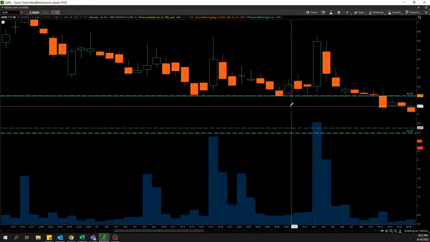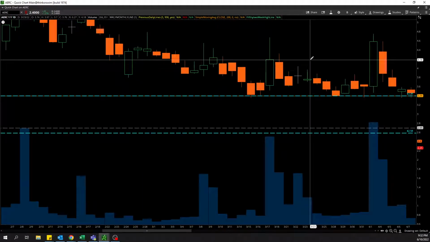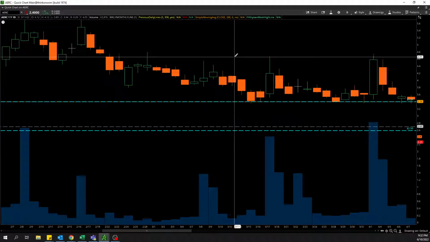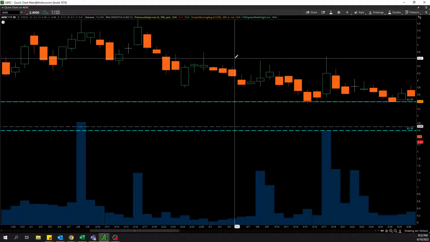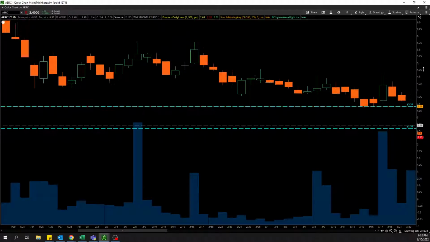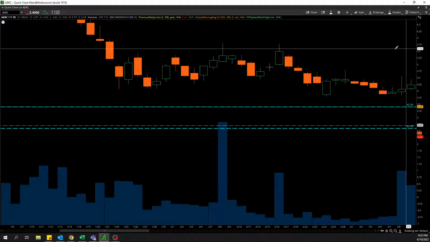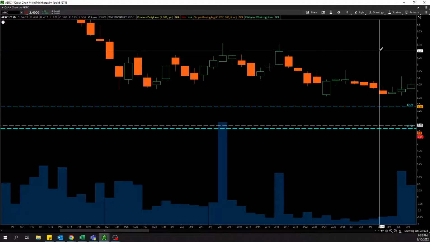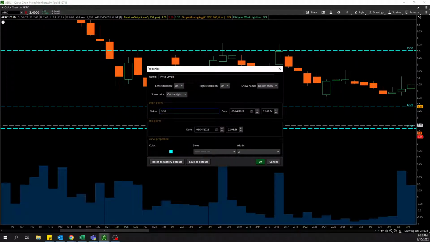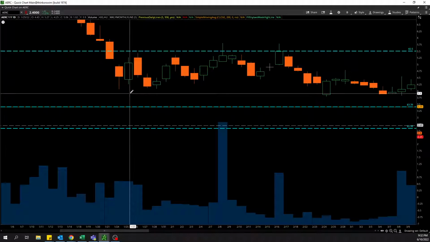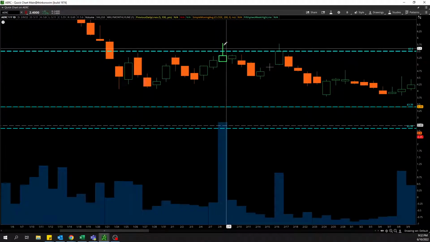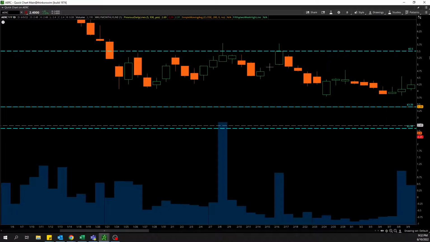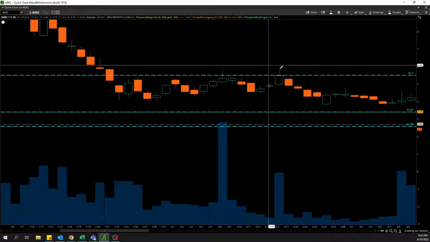So let's go further down. This was probably another area here. The reason I say that is because, let's see, we'll call it 550. Again, it broke down, popped up, and respected it. So that was probably a key area as well.